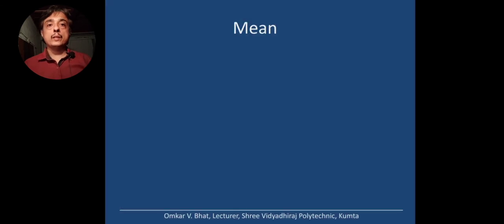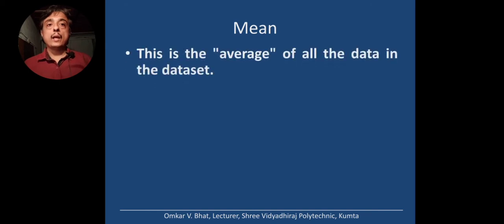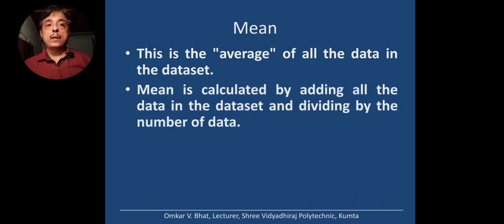First, mean. So let us understand what is mean. You already know this. So mean means average. So this is the average of all the data in the data set. So how is average calculated? Average is calculated by adding all the data in the data set and dividing the answer by the number of data.